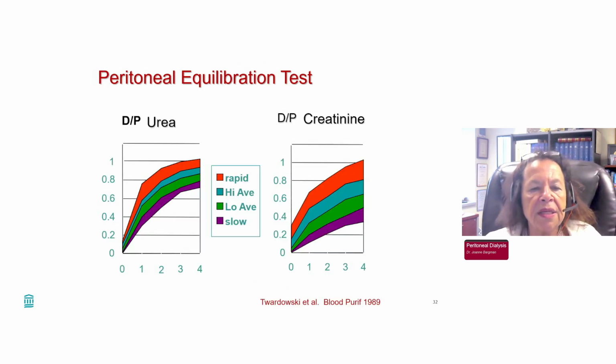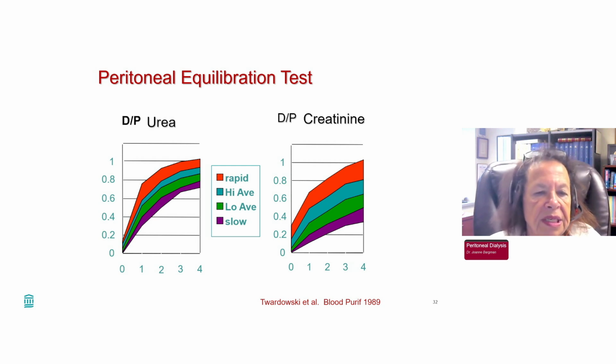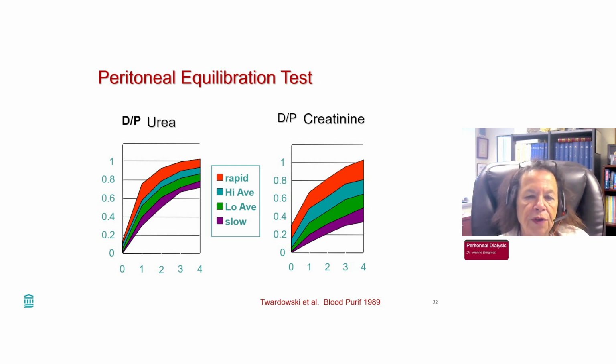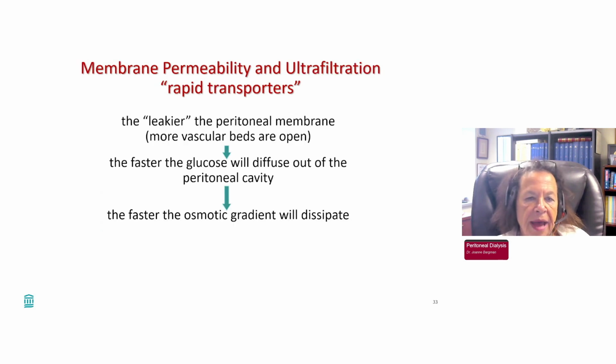Now, urea, because it's so easily diffusible, you can see is not really that much of a discriminator among different patients, whereas creatinine, because it's bigger and slower moving, does splay more among different patients. And therefore, you can divide these data into quartiles, with the rapid transporters in red having faster transport of everything, and the low in purple, or the slow, having less transport over the 4-hour dwell. And that is the basis of the PET.